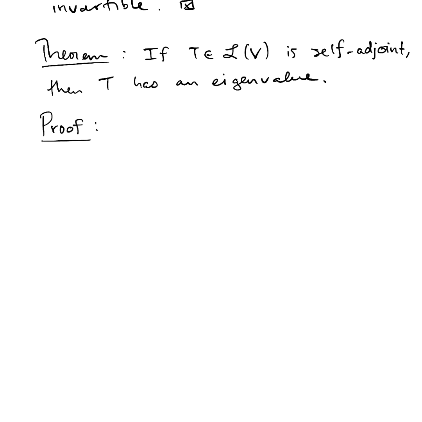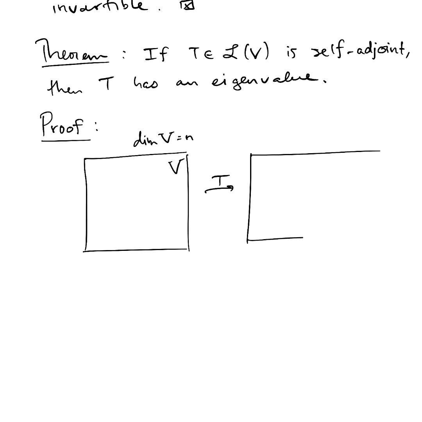Proof. Okay, so here's the situation. You got a finite dimensional inner product space V, so let's say the dimension of V is n, just for specificity, and then you got an operator T. T takes inputs from V and produces outputs in V. And all you know about this operator is that it's self-adjoint. And now we're trying to claim that it definitely has an eigenvalue. Okay, here's the route.